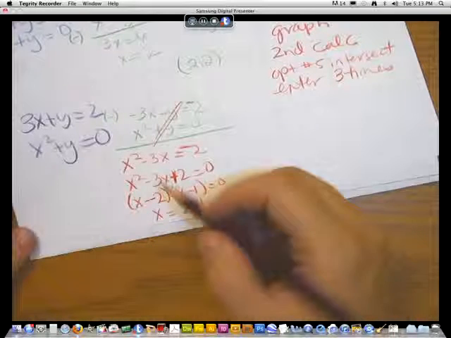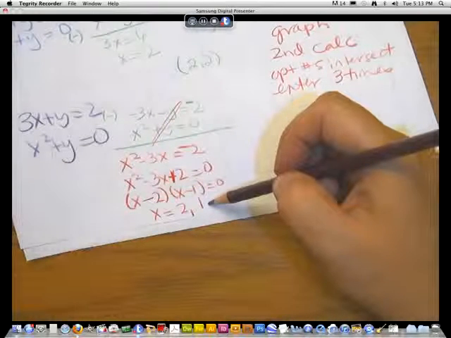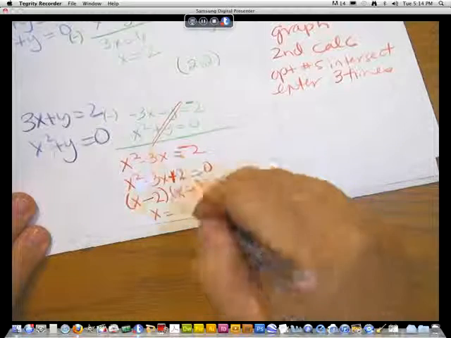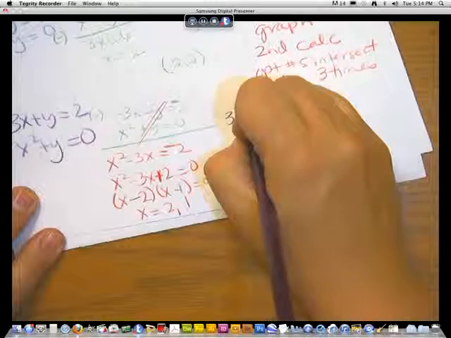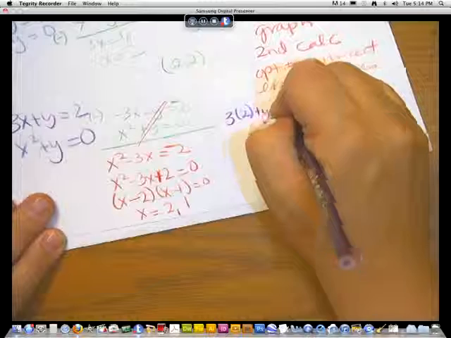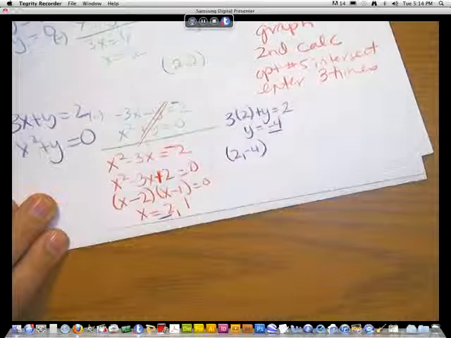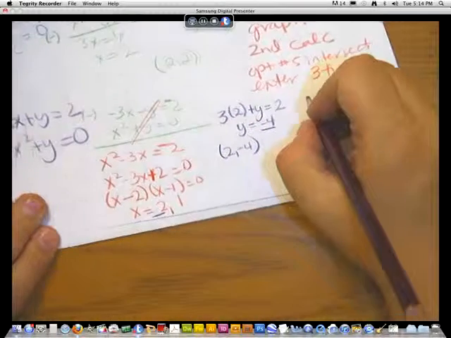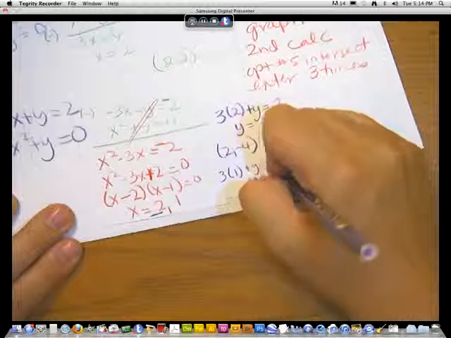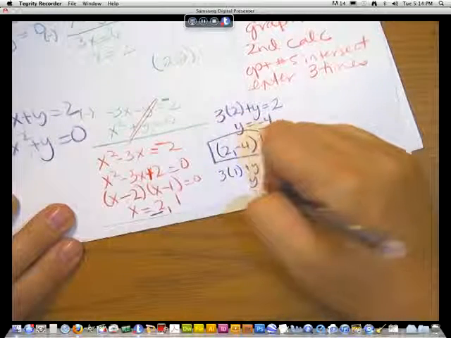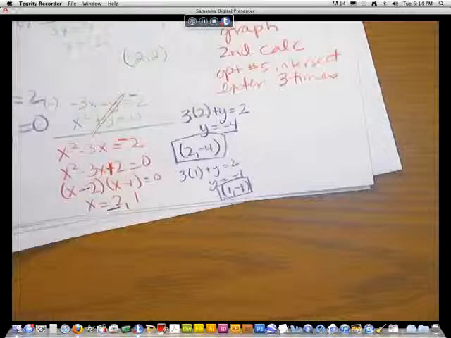That shows us we have two x-intercepts. I'm sorry, those aren't x-intercepts, those are the x-coordinate points of the intersection. I plug the 2 and 1 into one of my equations. I'm just picking the first one. So 3 times 2 plus y is going to give me y is -4, so that means 2, -4 should be an intersection. And then I'm going to do it again, but this time for 1. So I'm going to get y is -1, so again, the intersection point should be 1, -1. Let's use our calculator to verify that.